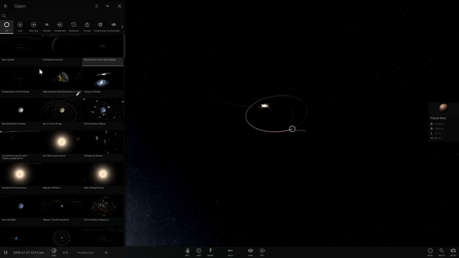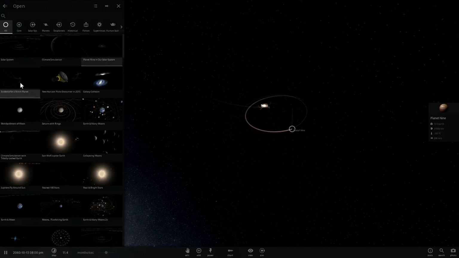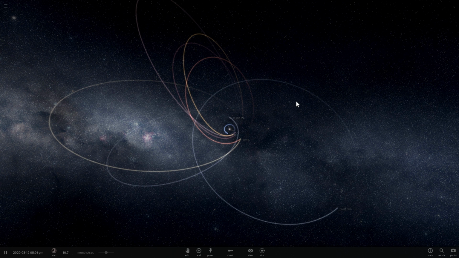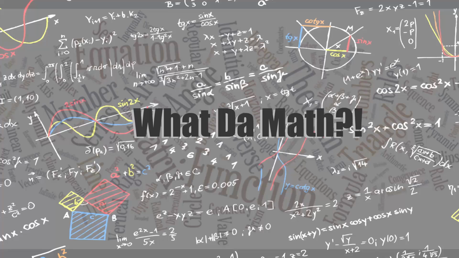And here, the one I actually really like is this one, Evidence for 9th Planet, and today we're going to be talking about this, and we're going to try to terraform it. Yes, that's right, you heard me, we're going to terraform Planet 9. Welcome to What the Math.